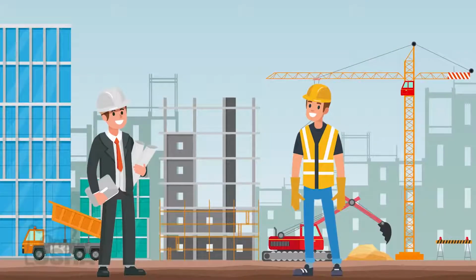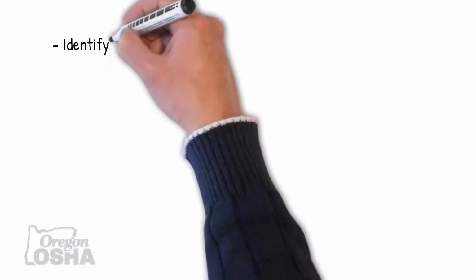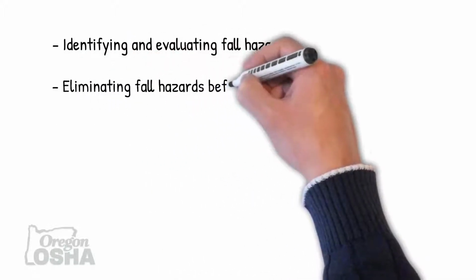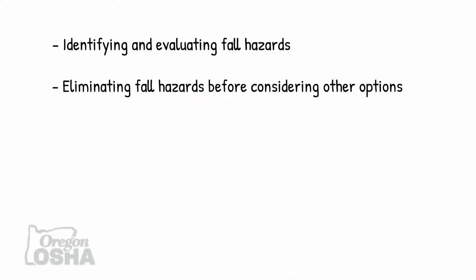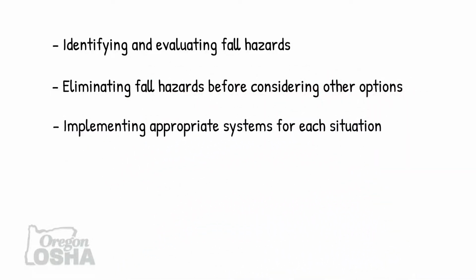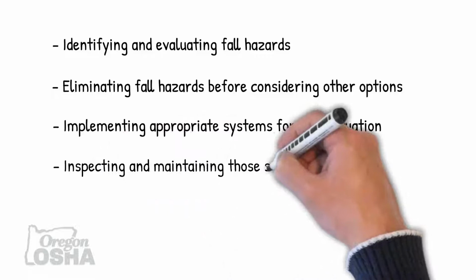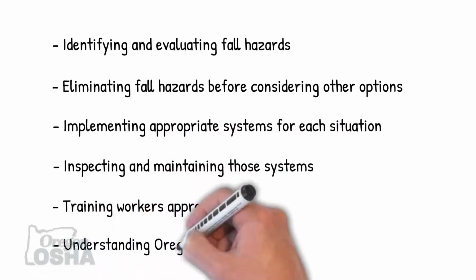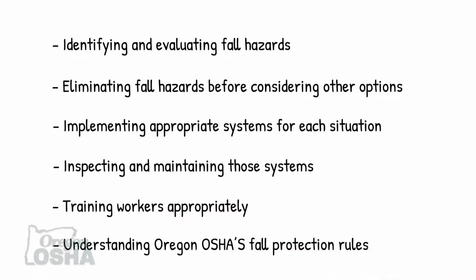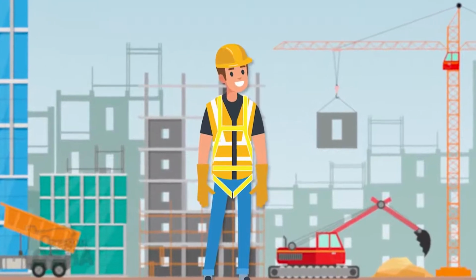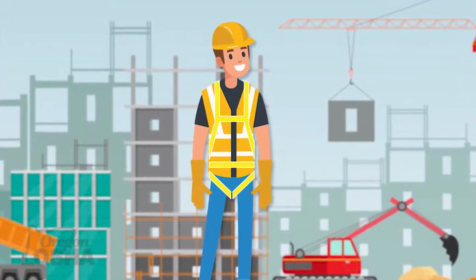At a basic level, here's what a fall protection system is comprised of. Identifying and evaluating fall hazards. Eliminating fall hazards before considering other options like fall arrest. Implementing appropriate systems for each situation. Inspecting and maintaining those systems. Training workers appropriately, and of course, understanding Oregon OSHA's fall protection rules. We'll go into more detail about what these components mean to you over the next few modules.